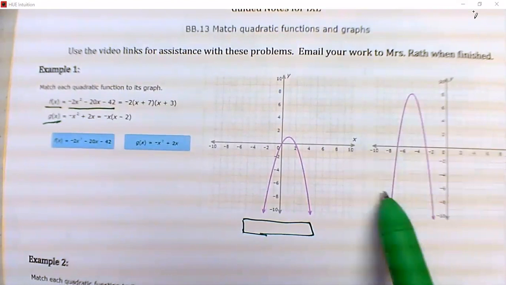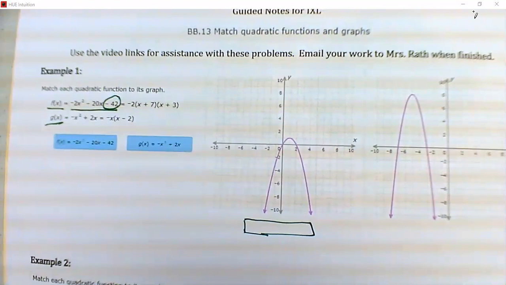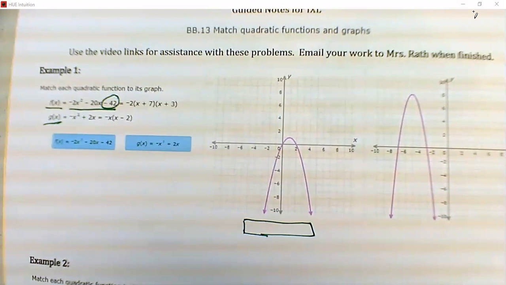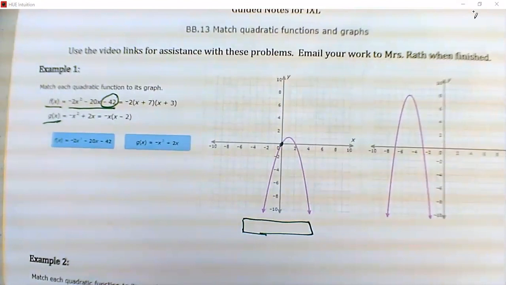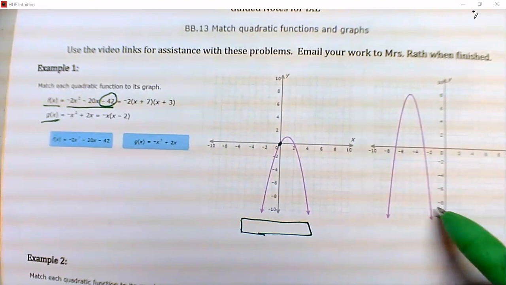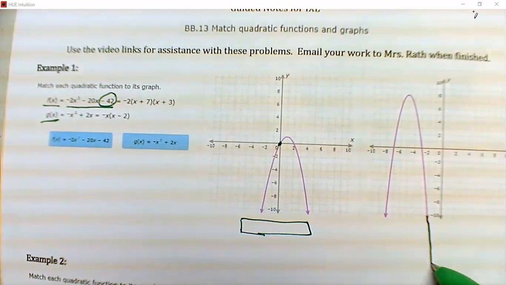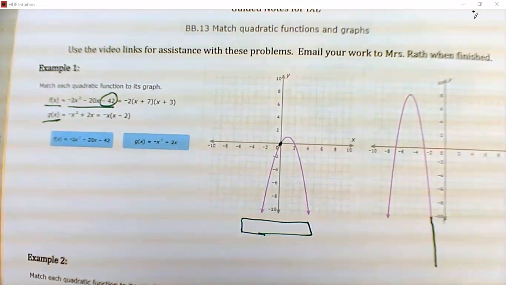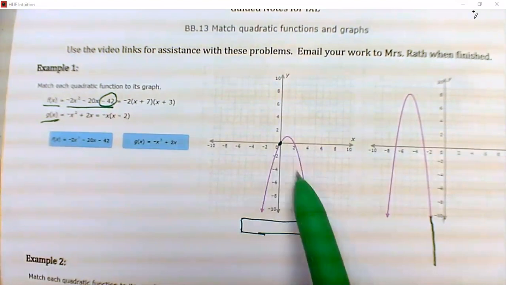Let's keep investigating. If it's in standard form, what does the value of C tell us? Well, that's the y-intercept. The y-intercept is negative 42. This one right here has a y-intercept of 0. This one, we can't see the y-intercept. It's not actually on the graph, but what if we were to zoom out? Do you think that if this side continues to go down and down, it would hit the y-axis at negative 42? Maybe. We don't quite know, but I know for sure that this one has a y-intercept of 0.